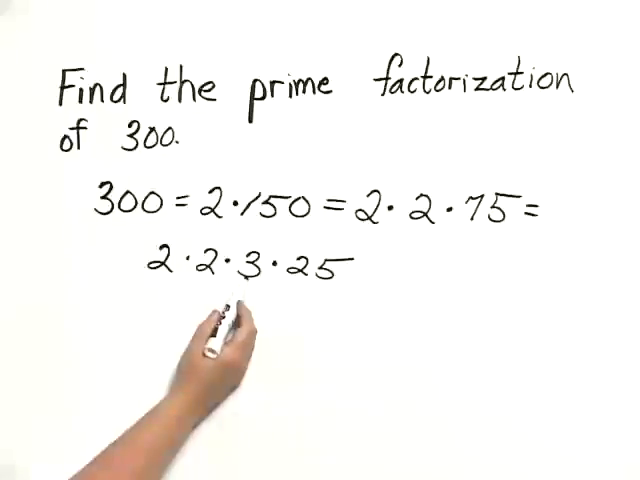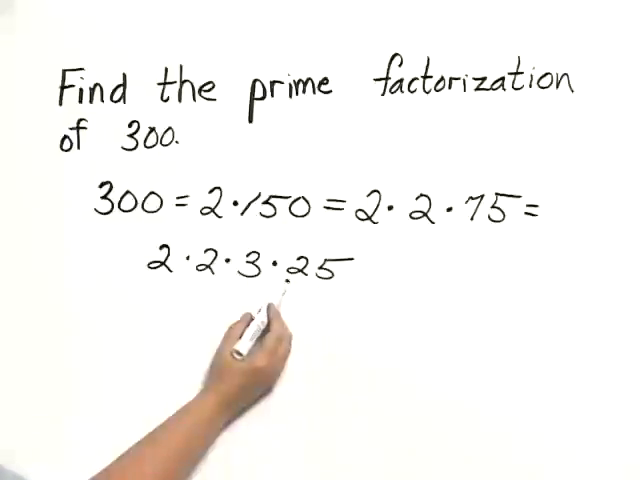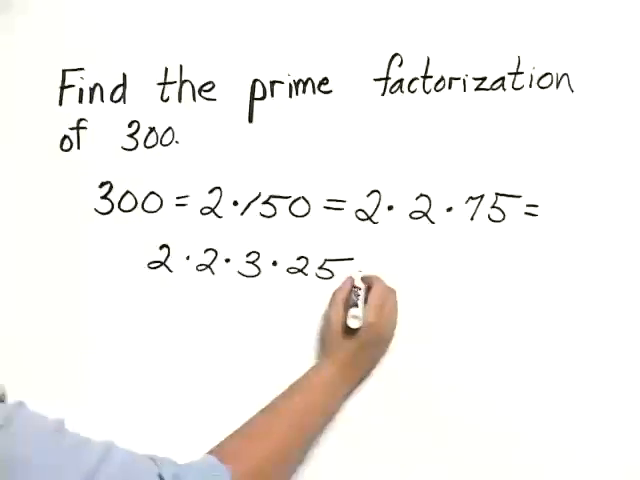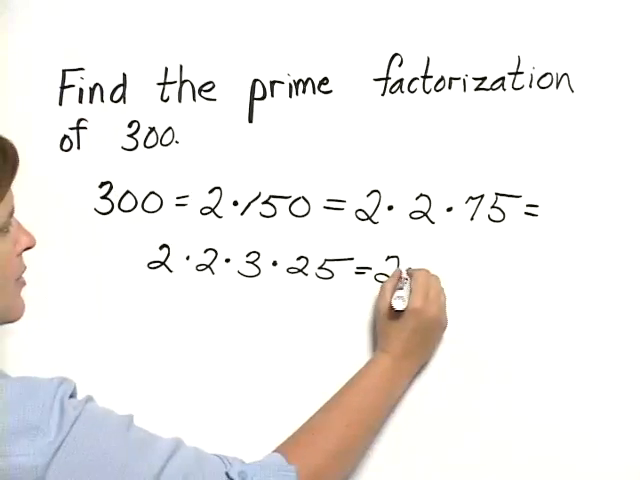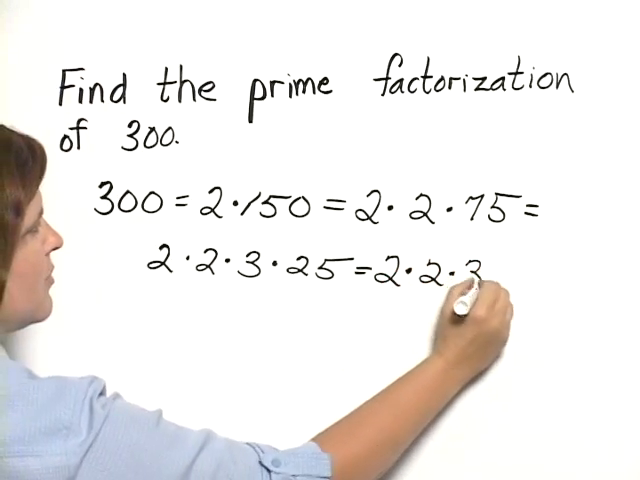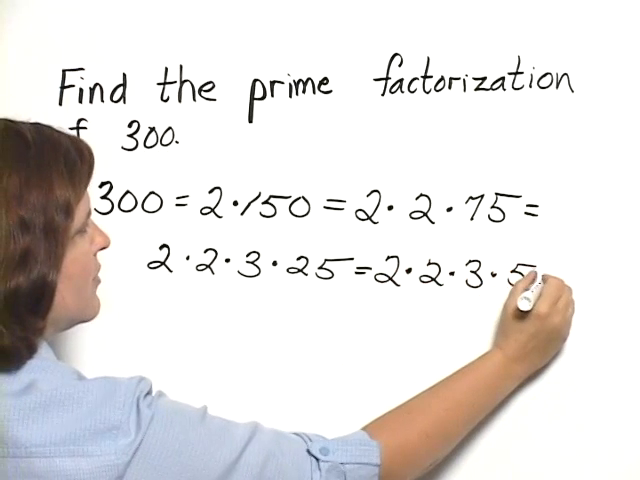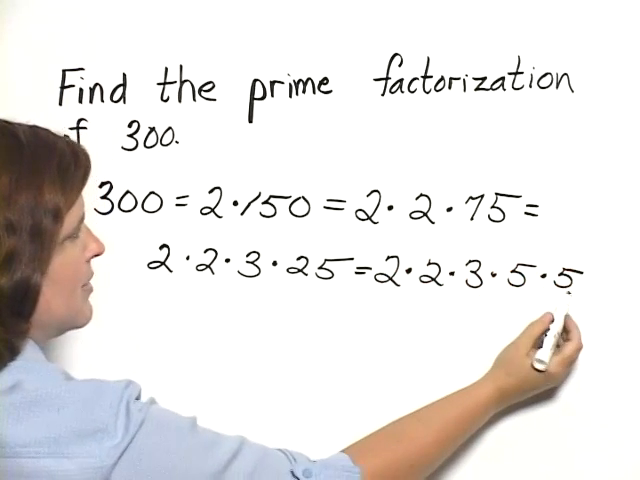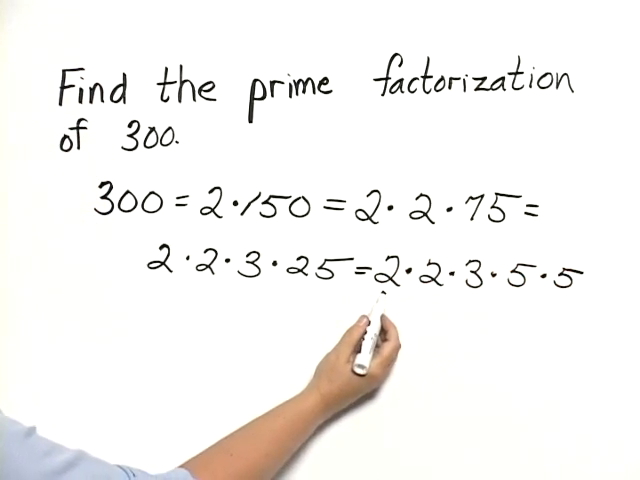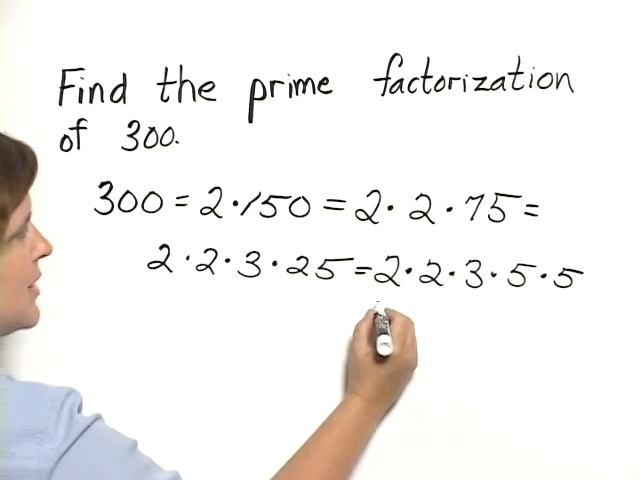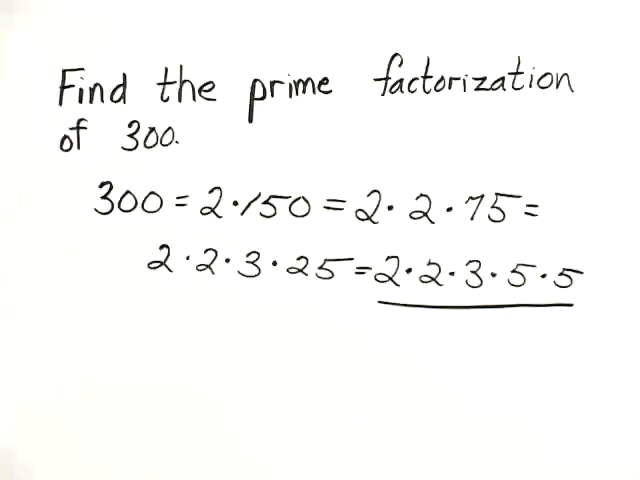2, 2, and 3 are prime numbers. 25 is not. We can factor 25, though, as 5 times 5. So we have 2 times 2 times 3 times 5 times 5. This is a product of all prime numbers, and therefore this is the prime factorization of 300.